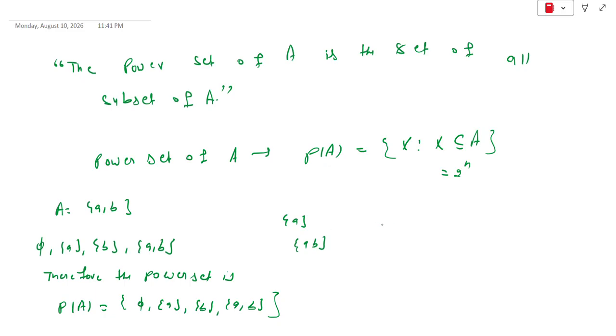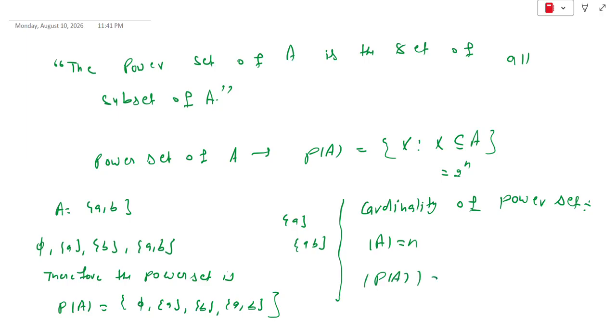So our next topic is the cardinality of the power set. Let the cardinality of A be n, that is, A contains n elements. Then the cardinality of the power set of A is 2 to the power n.